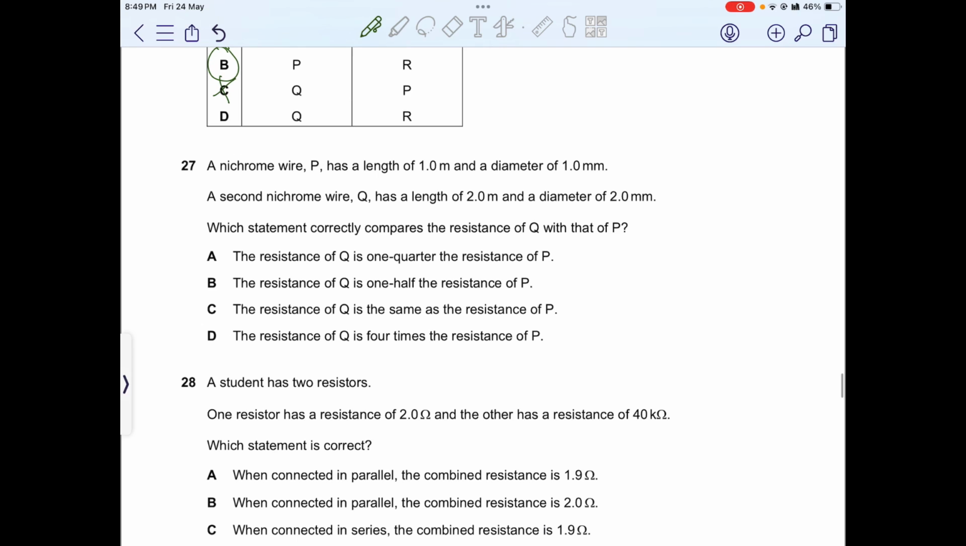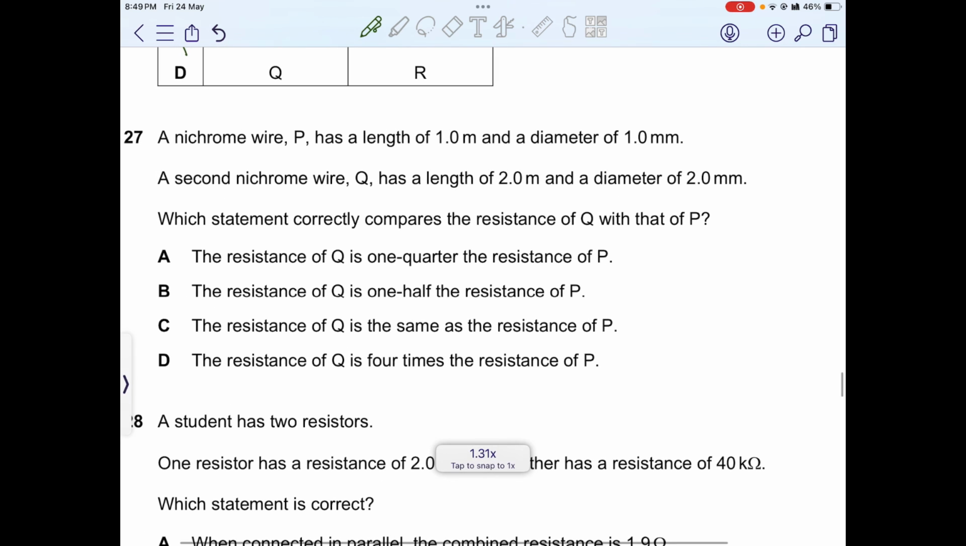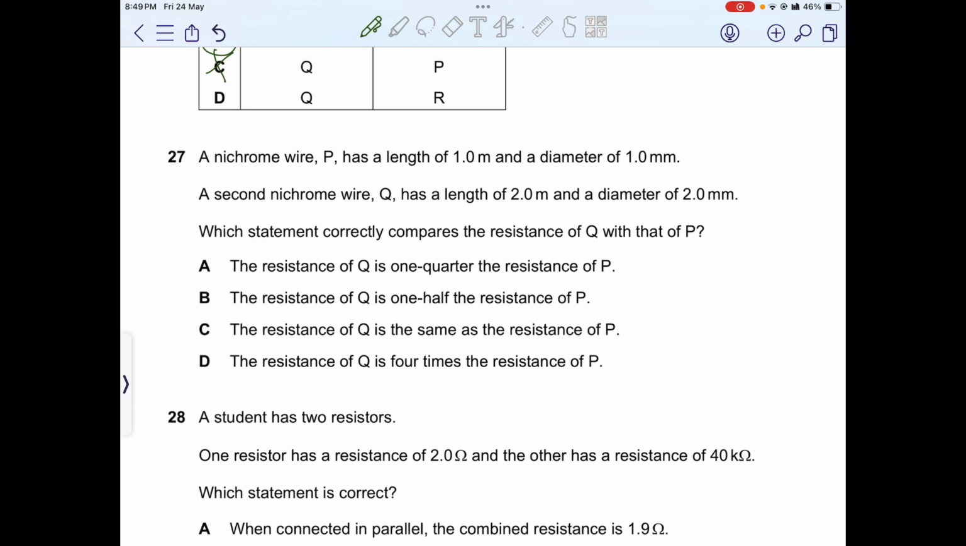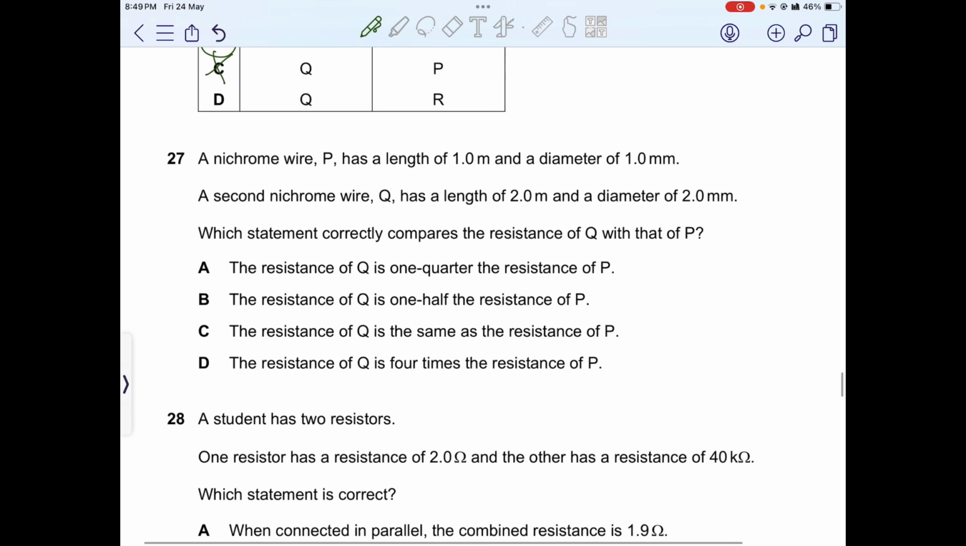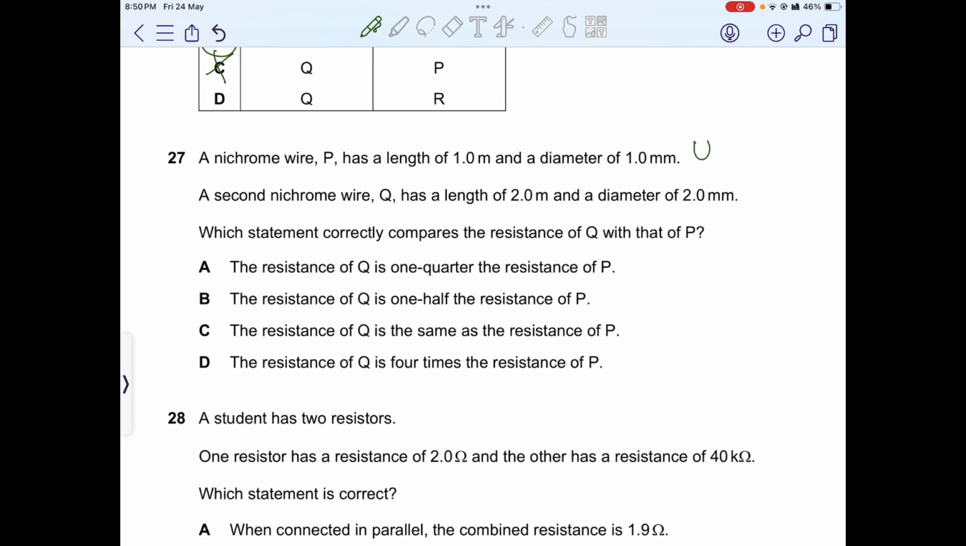Now it says a nichrome wire P has a length of 1 meter and a diameter of 1 mm. A second nichrome wire Q has a length of 2 meters and a diameter of 2 mm. Which statement compares the resistance of Q with that of P? Let's keep the resistance of P as 4 just for starting. When the length is doubled from 1 meter to 2 meters, the resistance will double to 8 because the resistance is directly proportional to the length.